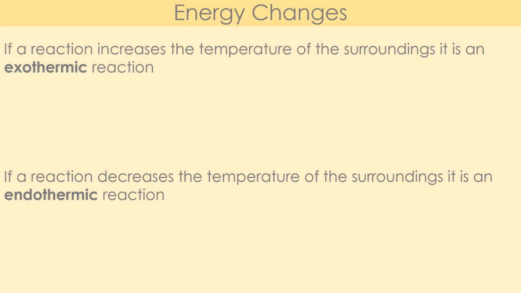And we've got two different types of reaction. Now, if a reaction increases the temperature of the surroundings, so the temperature goes up, it is an exothermic reaction. If it is an exothermic reaction, energy is released. So energy is transferred to the surroundings.